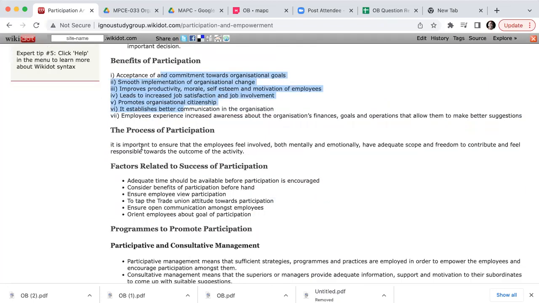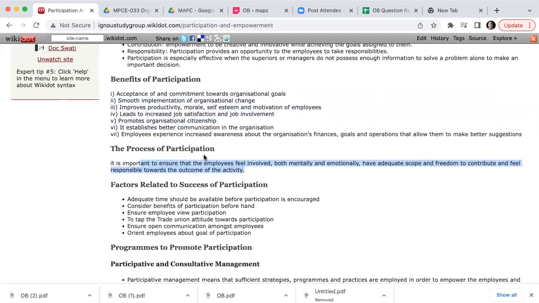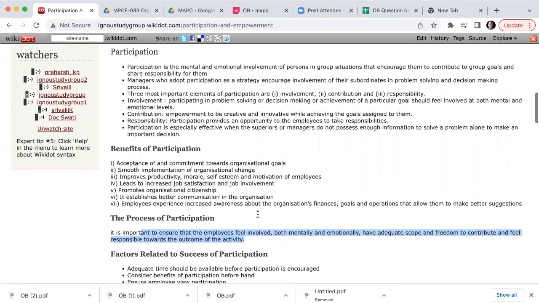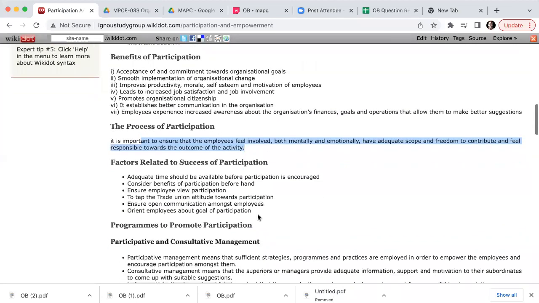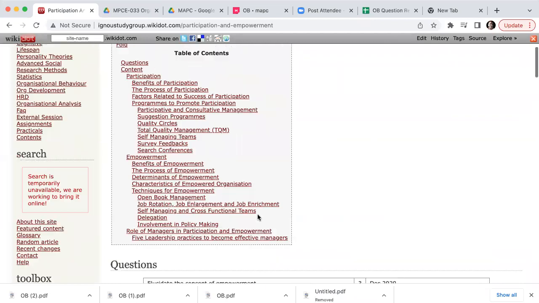Now, what is the process of participation? Actually, participation is everything and anything that you really require to do to make sure that the employees are mentally and emotionally involved, and they have that particular freedom, and they feel the responsibility of the outcome related to it.